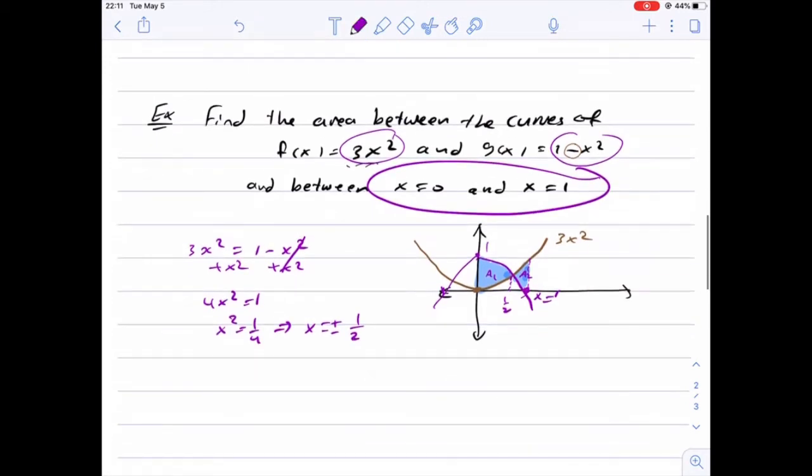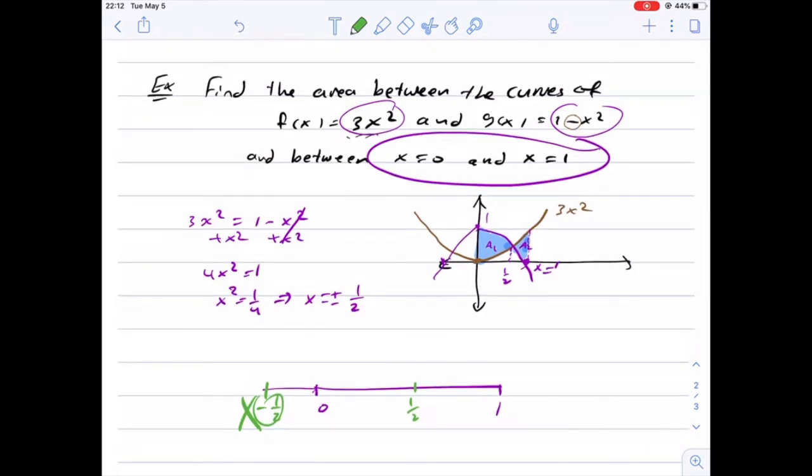Now, the interval that we are given here is 0 to 1, and -1/2 is here. This does not belong to the interval. We don't need to worry about it. But positive 1/2 is here. It's midway between 0 and 1. So that means the function will change. As you can see from the graph, the function here is above, then becomes below. And here this 3x squared becomes the upper function. By the way, this function is 1 minus x squared.